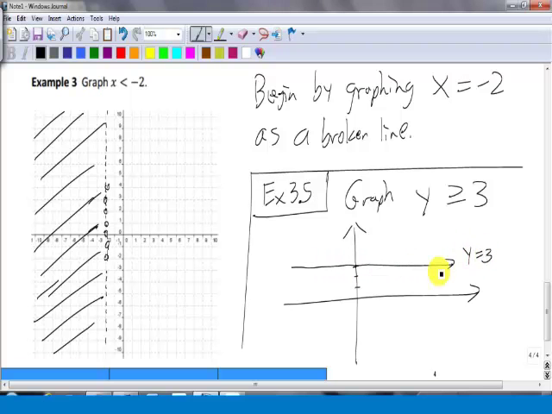y equals 3, which side of the line should we shade? Yes. Points with y coordinates of 4, 5, 6, 7, 8, 9, 10. So it's going to be above this line. So it's going to look like this. There we go. So that's another special case that probably should have been included in the notes, and we threw it in there. y is greater than or equal to 3.